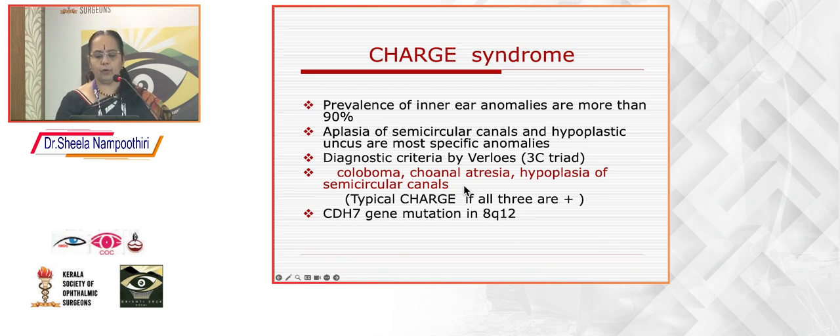So the triad for CHARGE syndrome is coloboma, choanal atresia, and absence of semicircular canal. If a patient satisfies all three, it is almost 100% CHARGE, and the gene here is CHD7. We have many patients, probably because we have a big number of patients who have been referred from our cardiology setup.